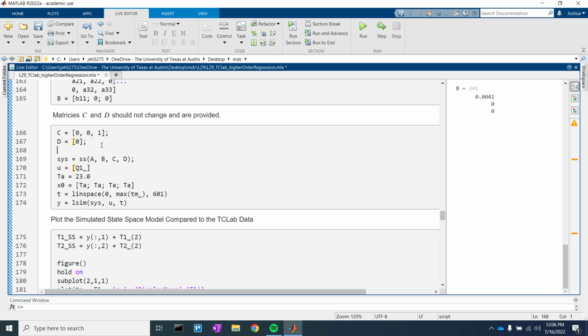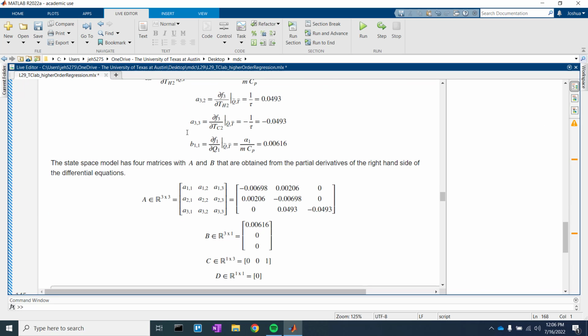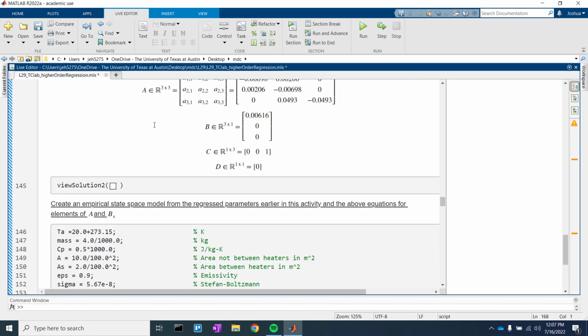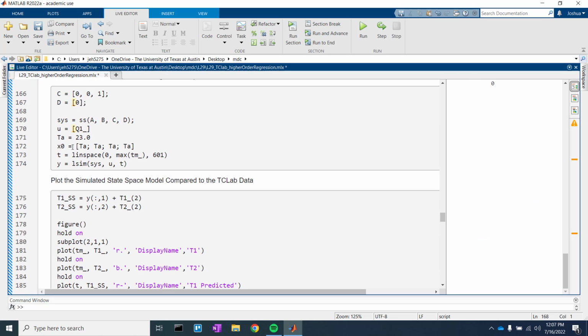Hopefully the code makes sense. Hopefully the rationale behind creating our system makes sense as well. We create our physical models, and we already have the constants that we don't know regressed. And so we're able to create this state space form and then model with it using state space functions.